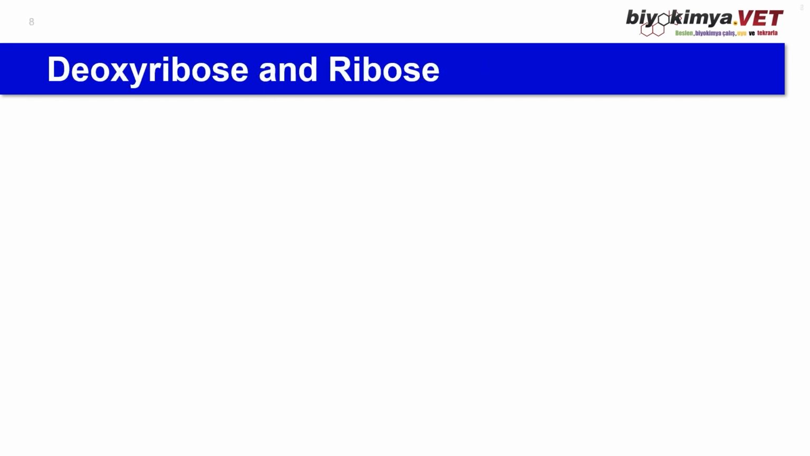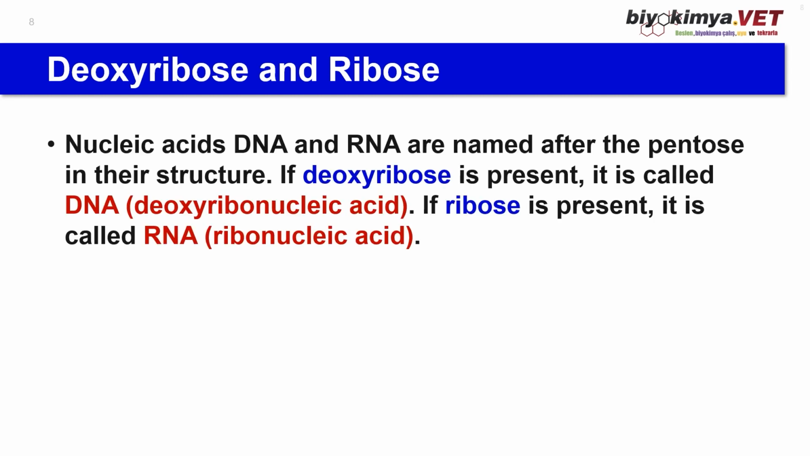Deoxyribose and ribose are the sugar molecules of nucleotides as well as nucleic acids. Nucleic acids, DNA and RNA, are named after the pentose in their structure. If deoxyribose is present, it is called DNA, deoxyribonucleic acid. If ribose is present, it is called RNA, ribonucleic acid. The structures of these molecules consist of the pentoses, monosaccharides having 5 carbon atoms and an aldehyde group, together with bases and phosphate groups.